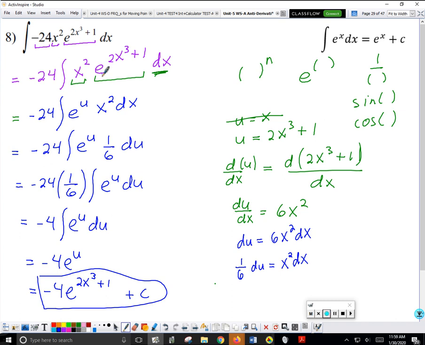This is going to become e to the u. And I've got to replace the x squared times the dx. And that's what this is for, to figure out what I can replace x squared dx with. Does that answer your question?